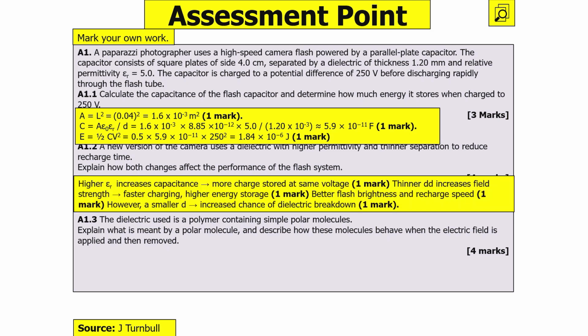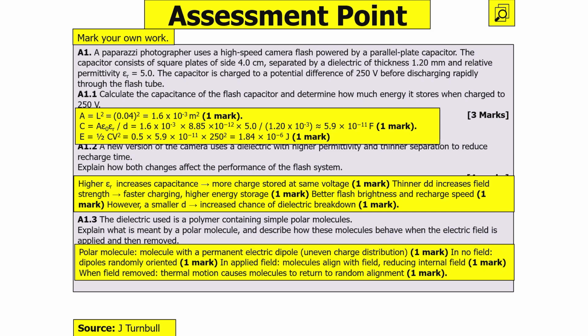Now, a higher relative permittivity increases capacitance, so more charge will be stored for the same voltage. Now, a thinner separation increases the field strength, leading to faster charging and a higher energy storage. So this gives you a better flash brightness and recharge speed. However, remember that smaller separation could lead to an increased chance of the dielectric breaking down.